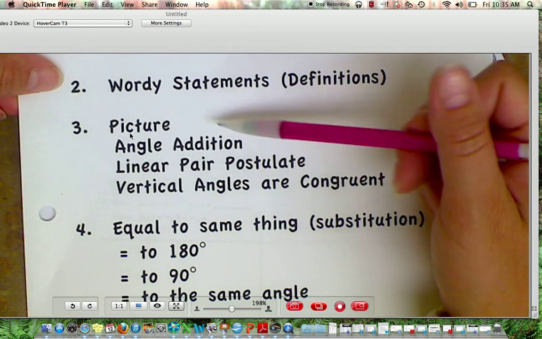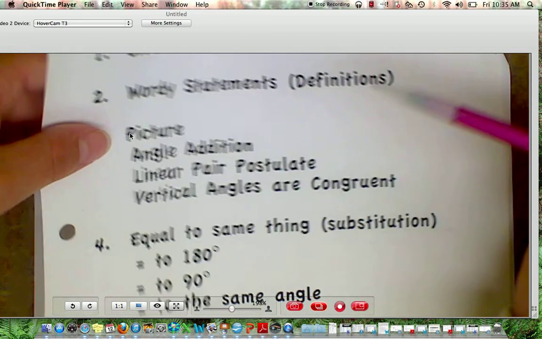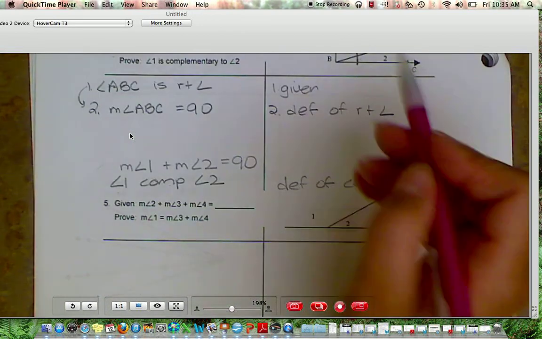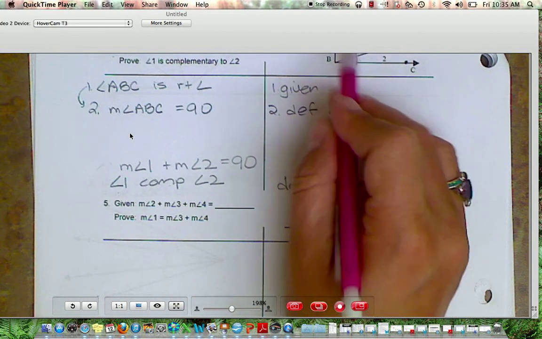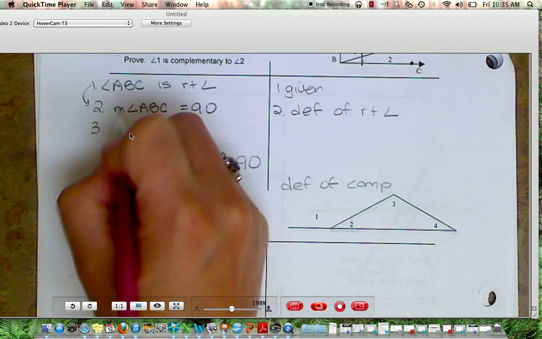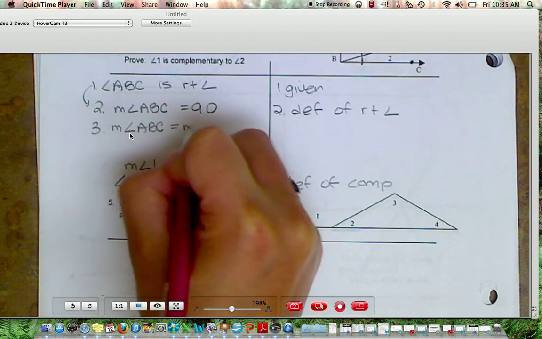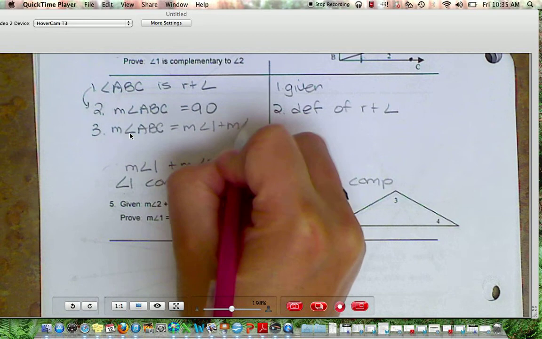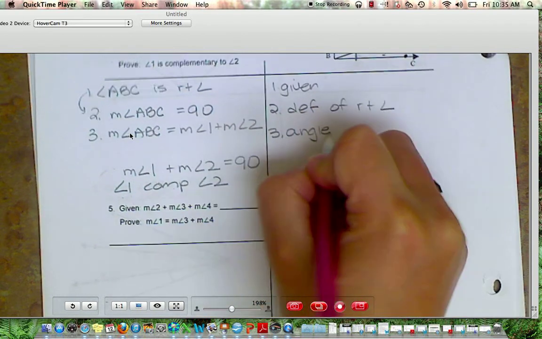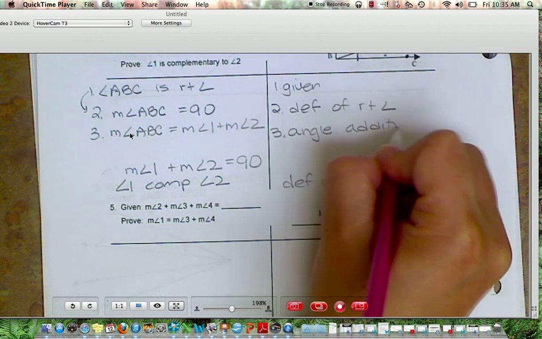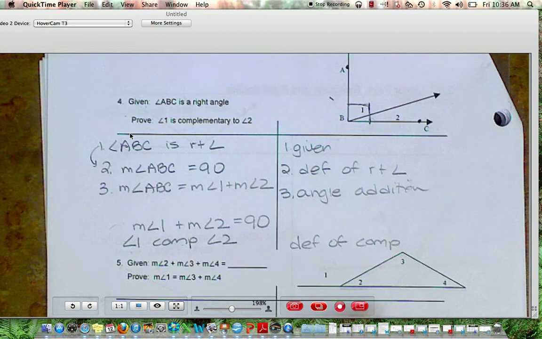Do we see any angle addition, linear pair postulate, or vertical angles are congruent? And right away, I hope you see we've got a whole angle that's made up of two parts. So we've got angle addition. So we're going to say the measure of angle ABC equals the measure of angle 1 plus the measure of angle 2. And that is, of course, angle addition. Angle addition postulate specifically.